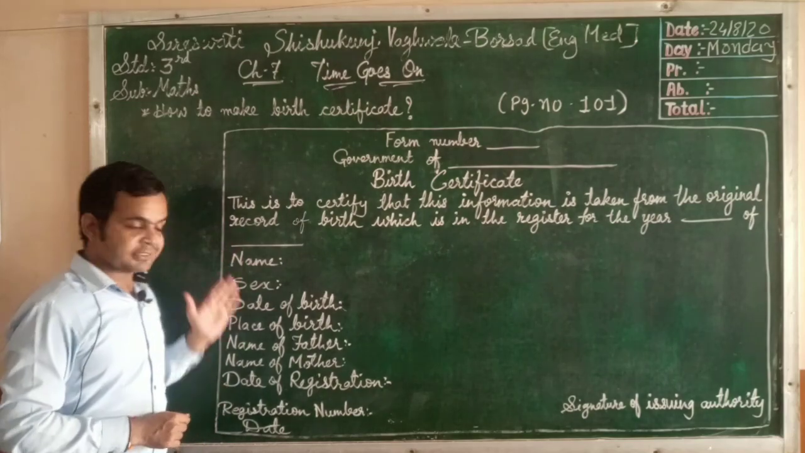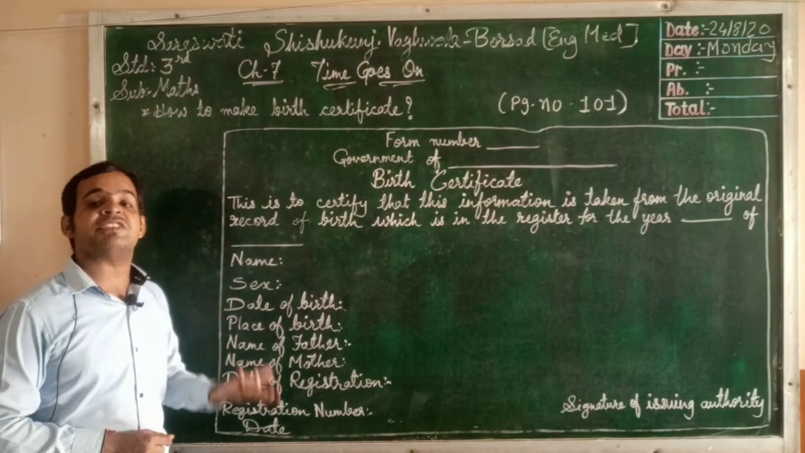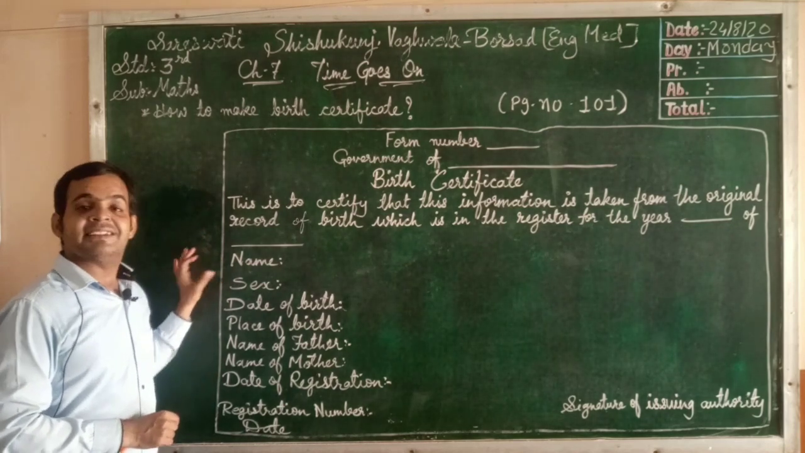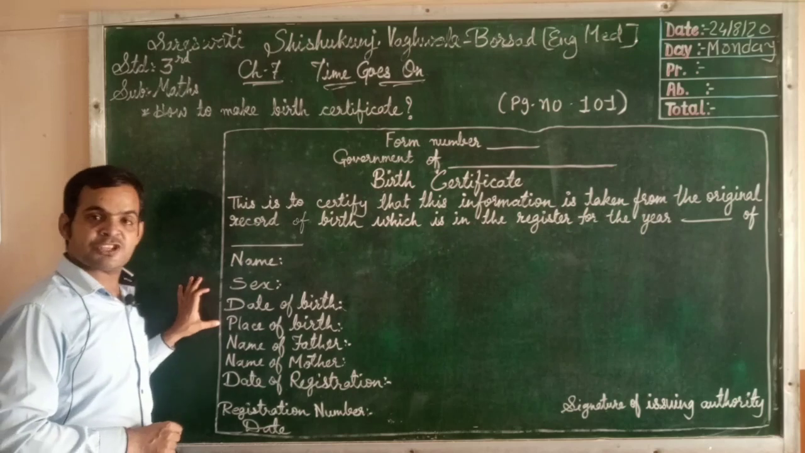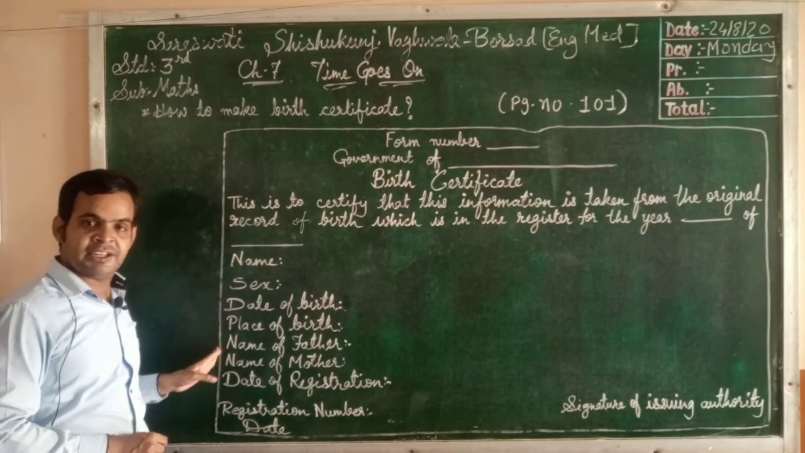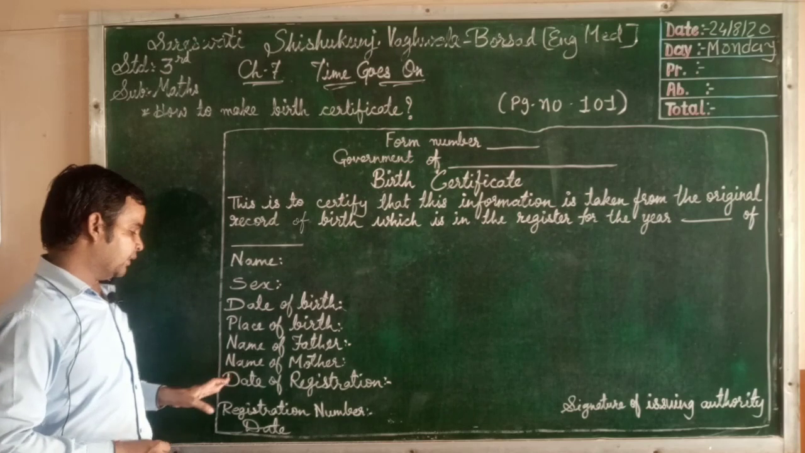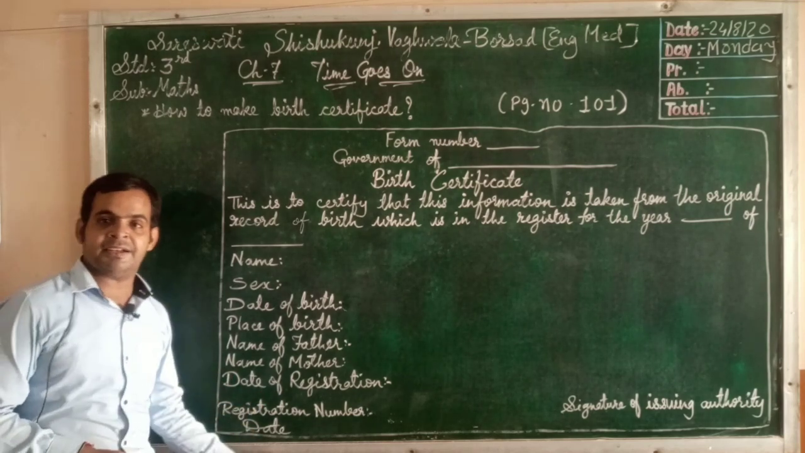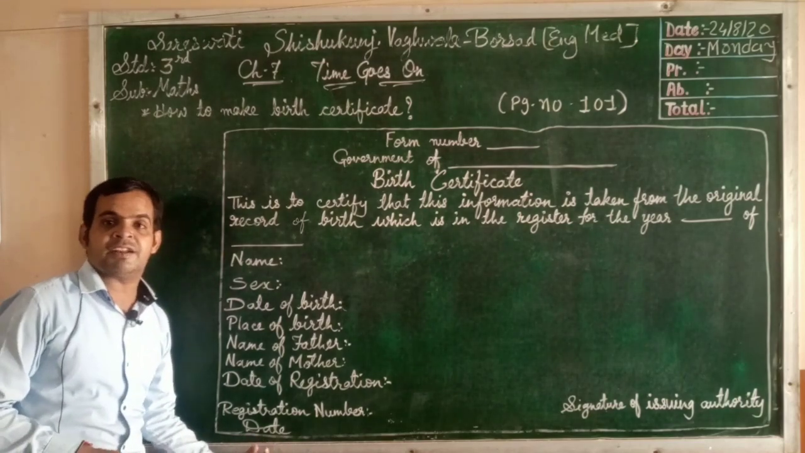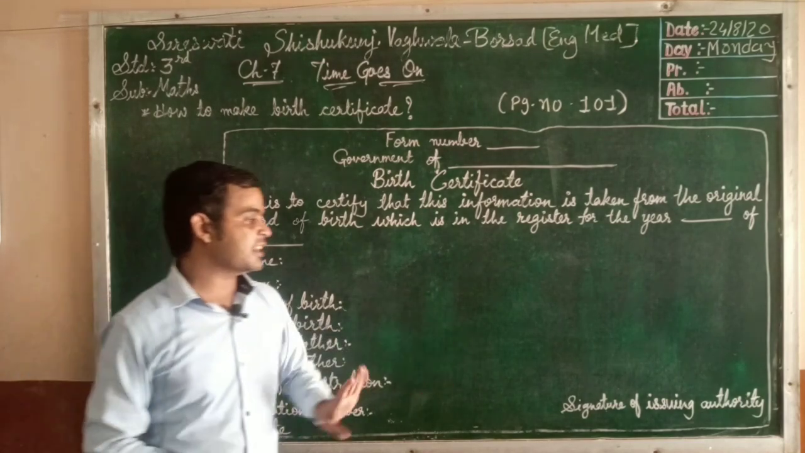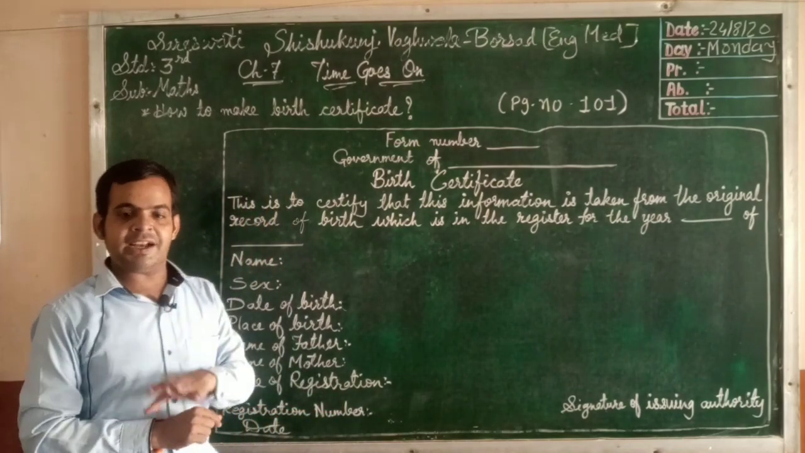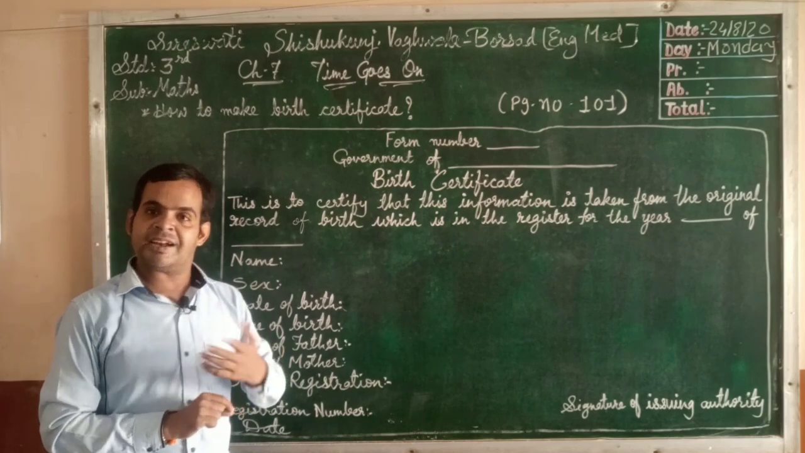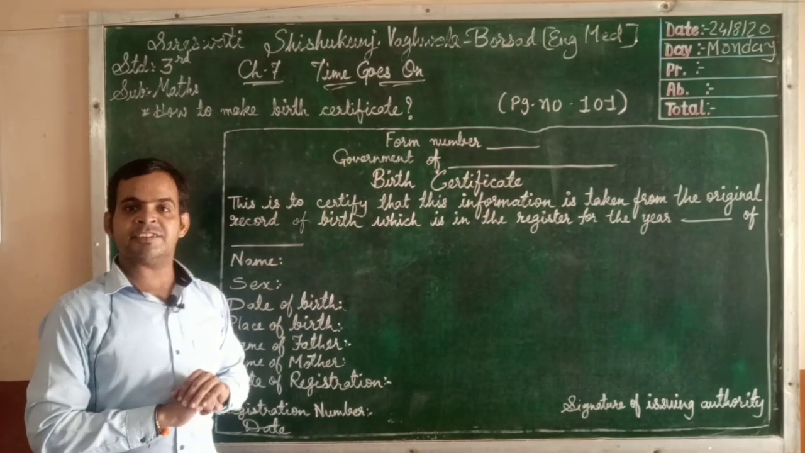Now there is some information you have to fill in. First of all the name, then sex, then date of birth, then place of birth, then name of father, then name of mother, then date of registration, and lastly the registration number. And which date do we write here? The issued date. Then the signature of the issuing authority. All that information is in the birth certificate. So now let's start and fill in the birth certificate.